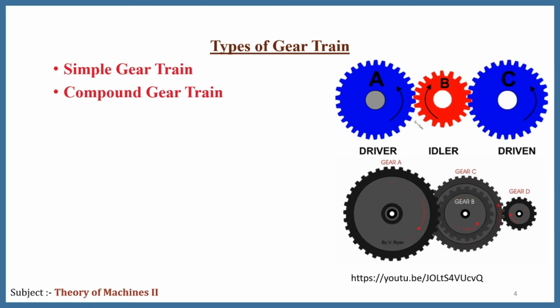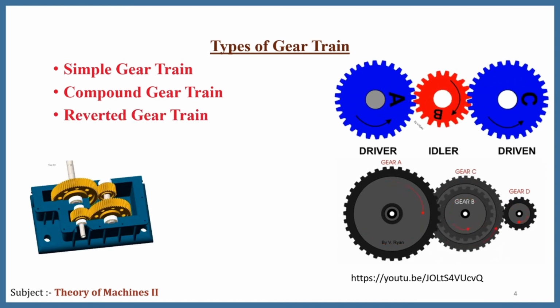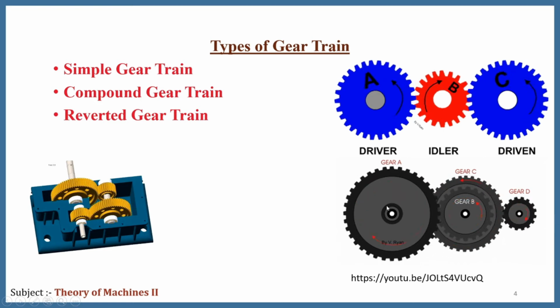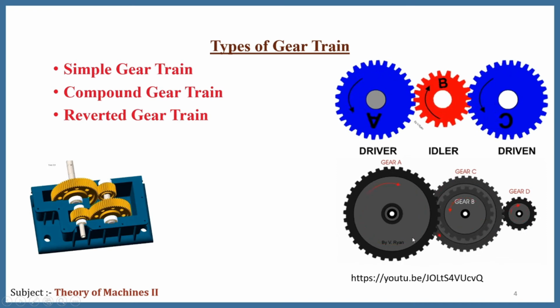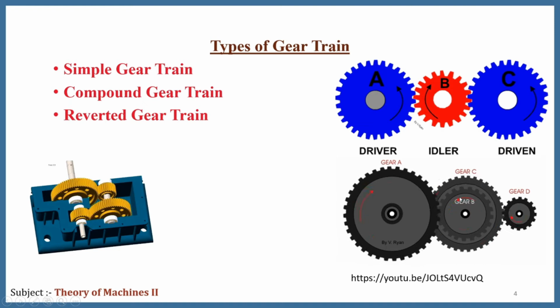Then it becomes a compound gear train. Again, the reverted gear train is a modification of the compound gear train, in which gear D and gear A are coaxial. That means when there is a space constraint, for such applications we need to use the reverted gear train.